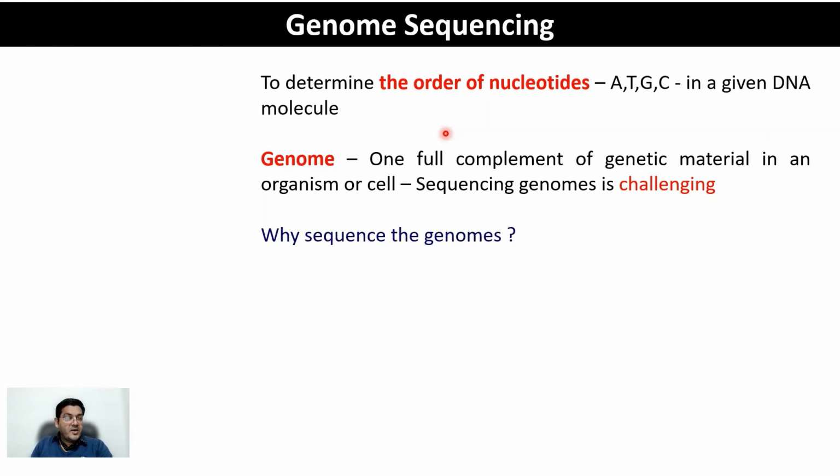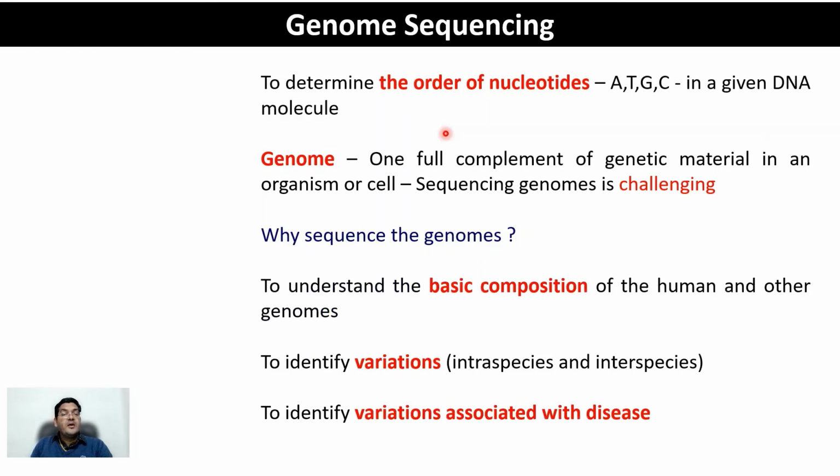Now, the question is, why do we want to sequence genomes? Well, we want to sequence genomes because we first want to understand what is there in the genetic code in terms of what makes us human, what makes a chimpanzee, what are the differences between humans and chimpanzees. We're also interested in identifying variations within the same population.